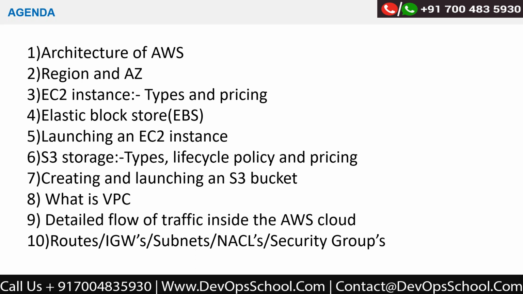And for today's session, this is really important. In today's session, we are going to see the architecture of AWS. We are going to see the regions and the availability zones. We are going to see the EC2 instance, its types and pricing, and how the pricing is defined. Then we are going to see the Elastic Block Store, and then we will be launching an EC2 instance and having a look at what all things are there while launching the instance.